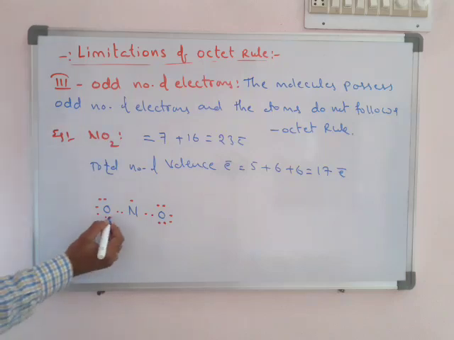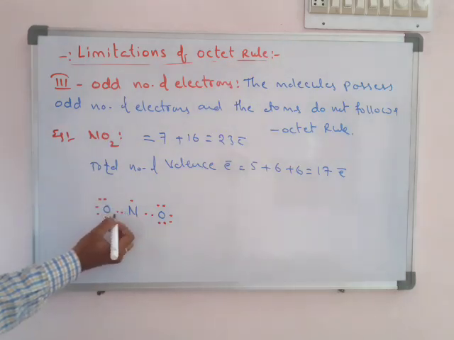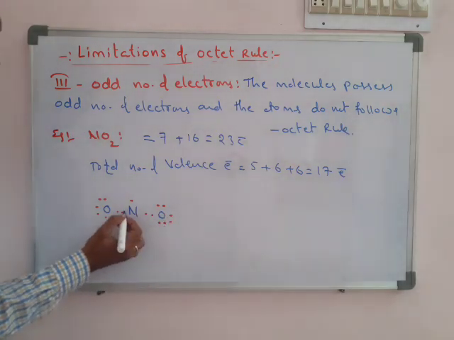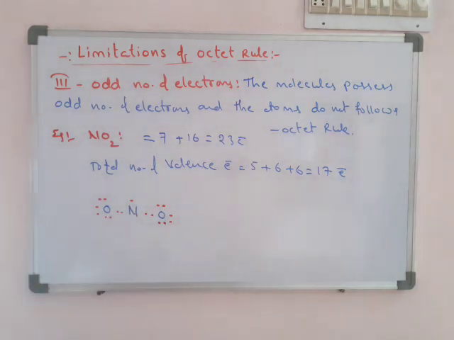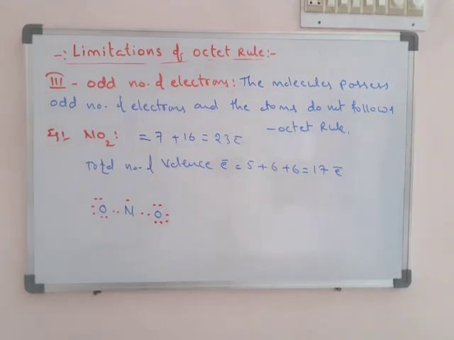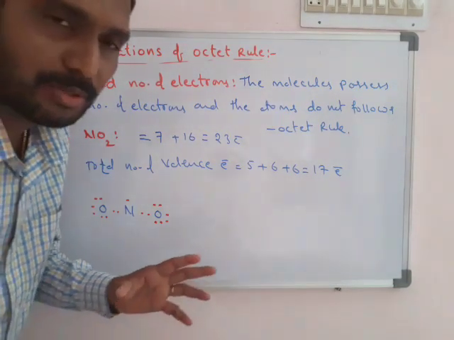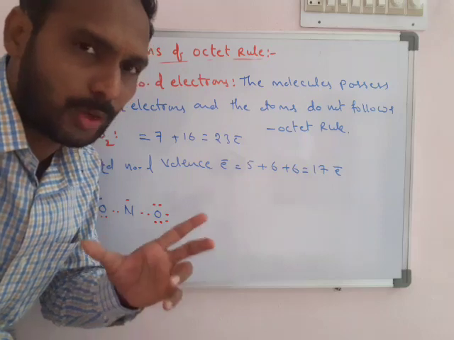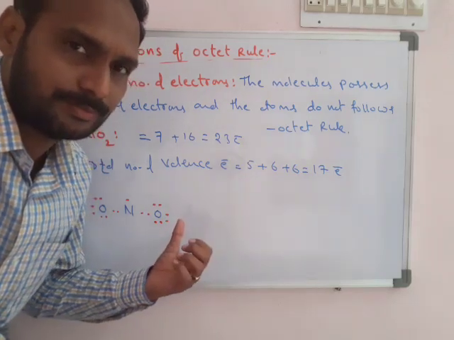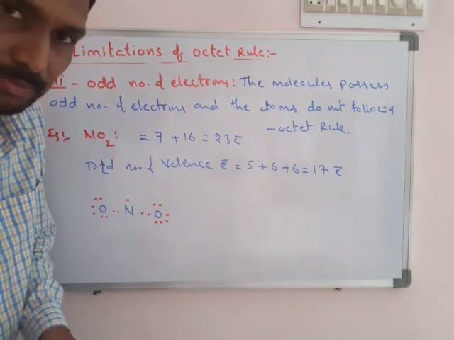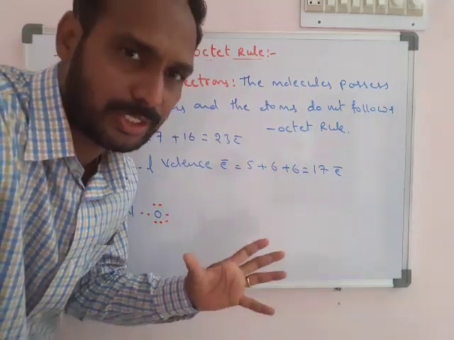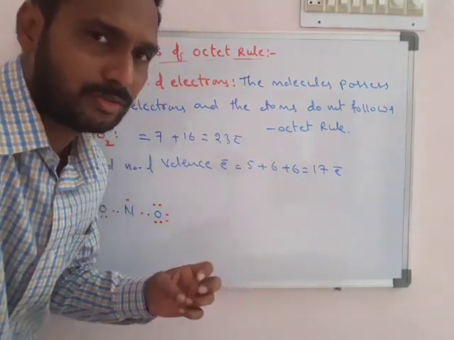Okay, so this is having 1, 2, 3, 4, 5, 6, 7, 8 electrons. Next, 1, 2, 3, 4, 5, 6, 7, 8 electrons. But this nitrogen is having 1, 2, 3, 4, 5 electrons in it. So like this, the molecules in which an odd number of electrons are present also do not follow the octet rule, but they are stable molecules. So this is called a deviation from the octet rule. Okay, so what are the other failures of the octet rule we see now?